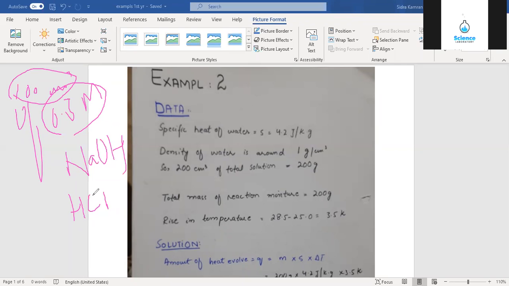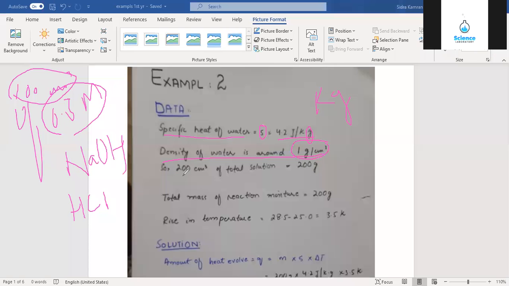Some temperature change is also mentioned here. Specific heat of water, represented as S, is 4.2 joule per Kelvin per gram. If that were in kilograms, then the value would change, so it is in grams. Density of water is around 1 gram per centimeter cube. This is a value that we must know.